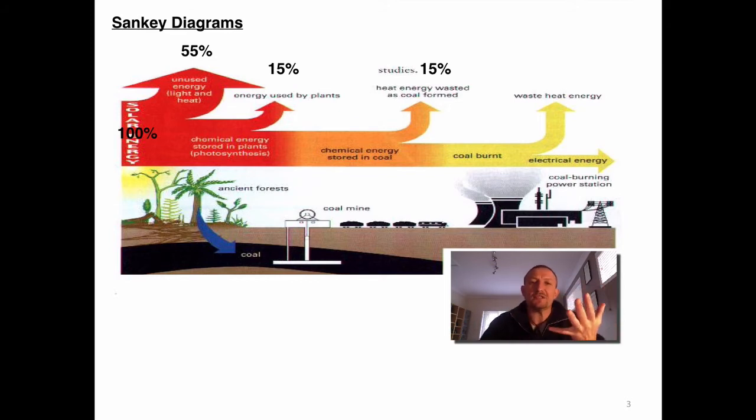So we've lost 55% because it doesn't even hit the planet. We then lose another 15% from the plants using the energy. We then lose another 15% of energy in the formation of coal. We then dig the coal up and we lose another 5% of the total amount of energy that the sun produced from burning the coal, which leaves us only maybe 10% left over. Now, these percentages are really, really high, but they're nice numbers to deal with.